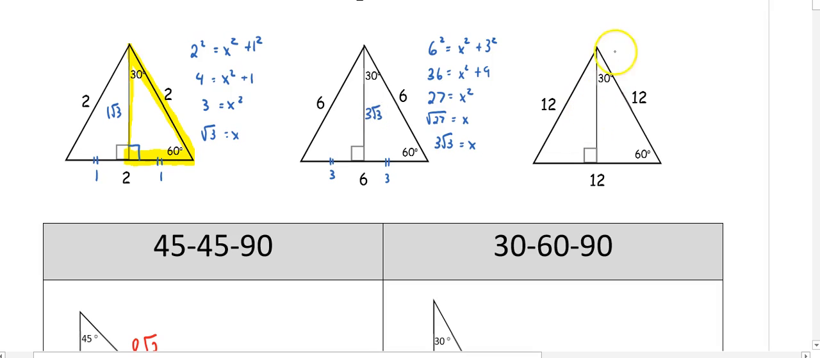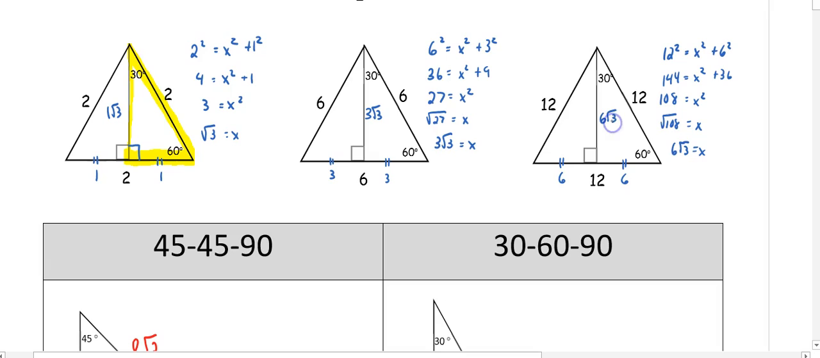In the last triangle, we have sides that are 12, 12, and 12. So we can split that base of 12 into 6 and 6. So we would have 12 squared equals x squared plus 6 squared. 144 equals x squared plus 36. Subtract 36 from both sides, we get 108. So x is the square root of 108, which simplifies to 6 root 3.